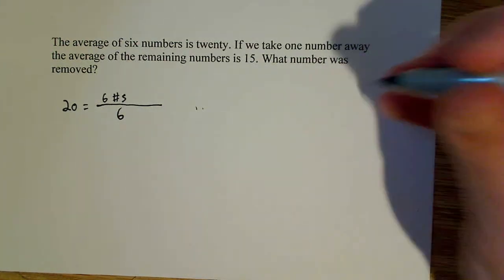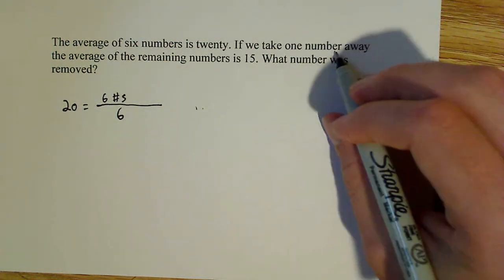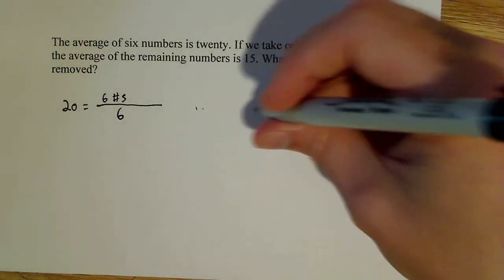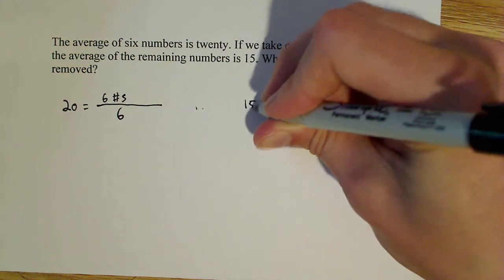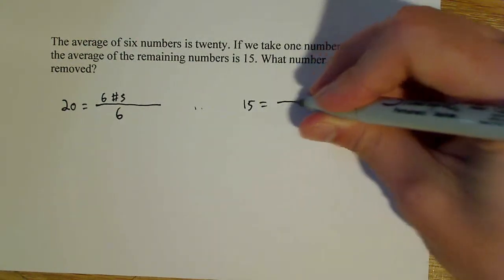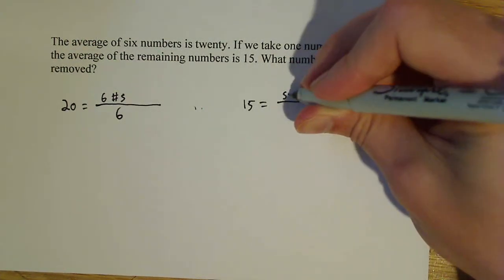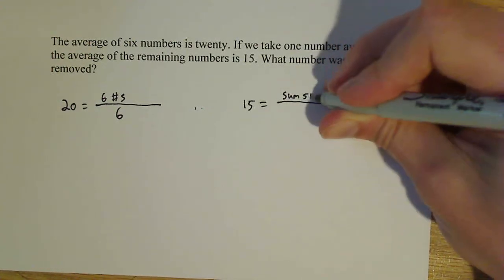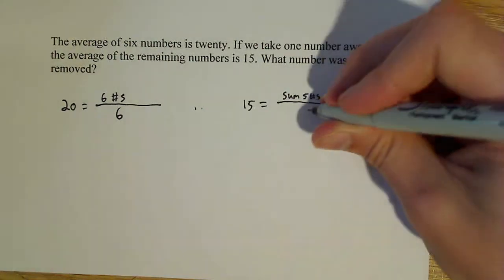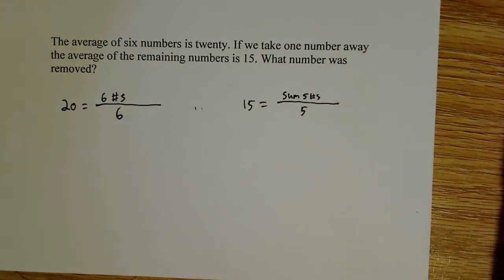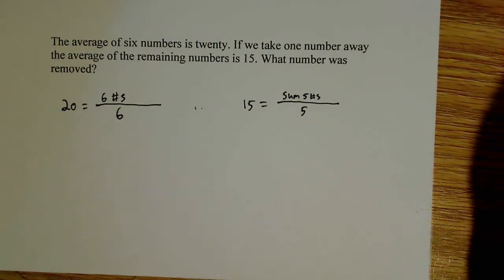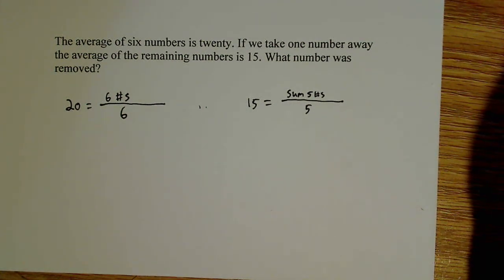So the next thing says that we remove one, we take one number away, and the average of the remaining numbers is 15. So we have a second equation here, which is 15 is equal to the sum of 5 numbers, and that's going to be divided by 5 because we have 5 numbers. So with this information, it may seem at this point that there's not much we can do.